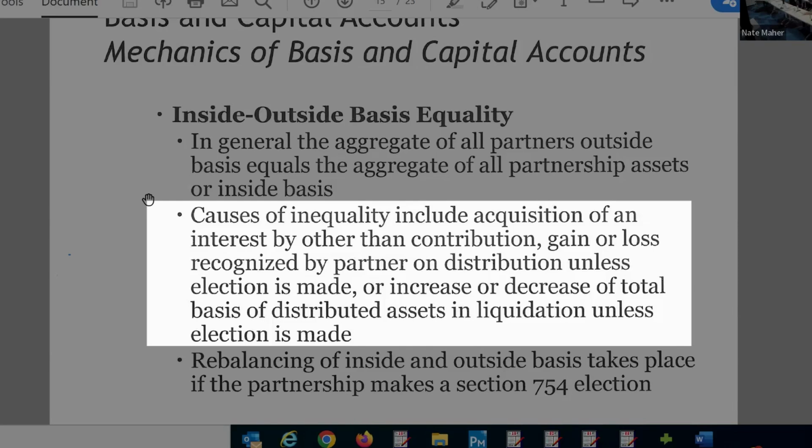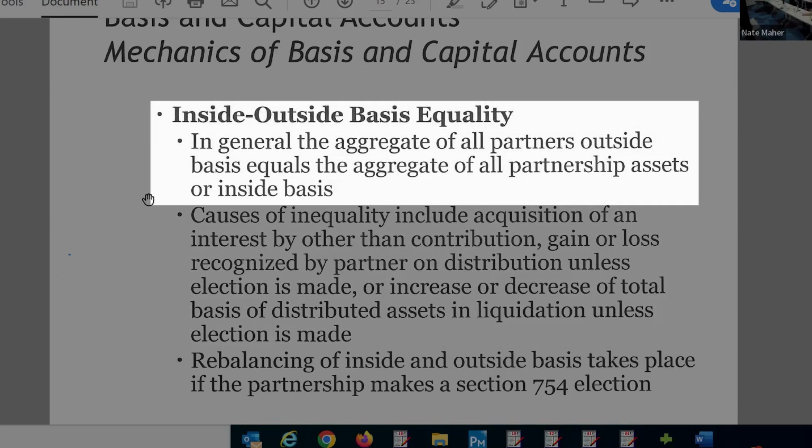Gain or loss recognized by the partner on distribution unless selection is made. What does that mean? Or increase or decrease total basis of distributed assets in liquidation unless selection is made. What election are we talking about here? In general, I wonder if this is talking about the 754 election.